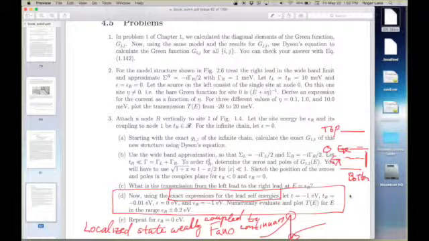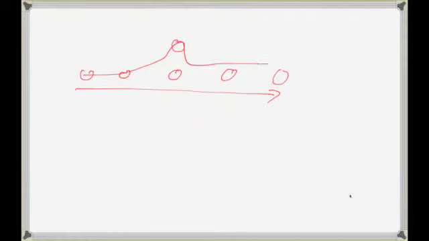And the physics behind it, one way to think about it, is constructive and destructive interference. This shows up in systems where you have two paths to get from A to B. Here's one path, and here's the other path, and they constructively or destructively interfere. So in systems like this, you end up seeing these Fano resonances.